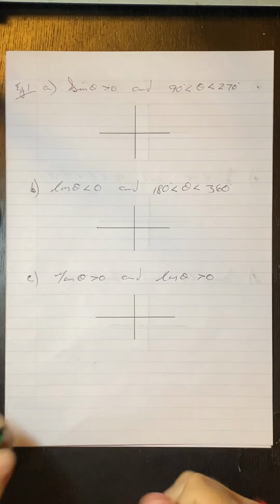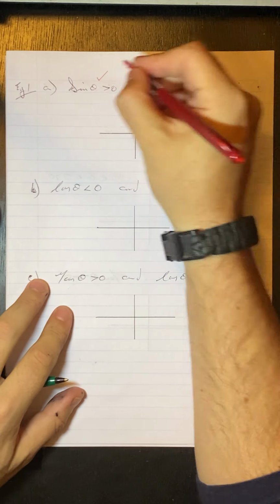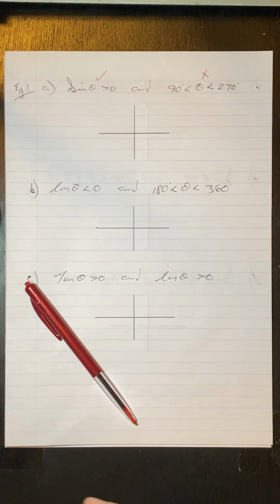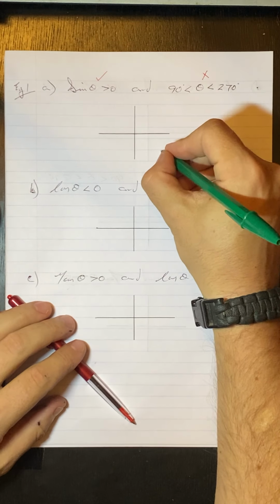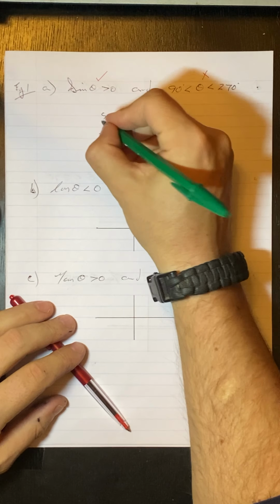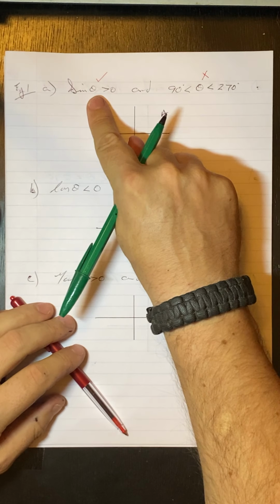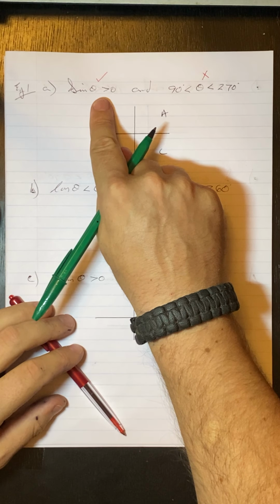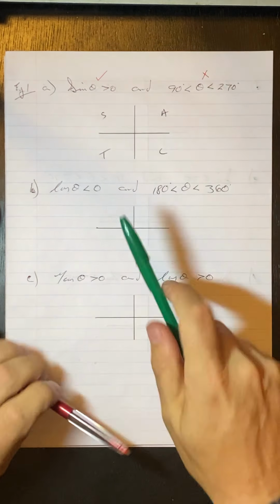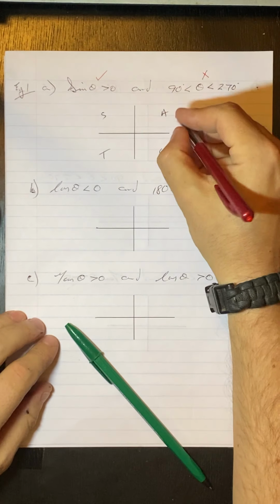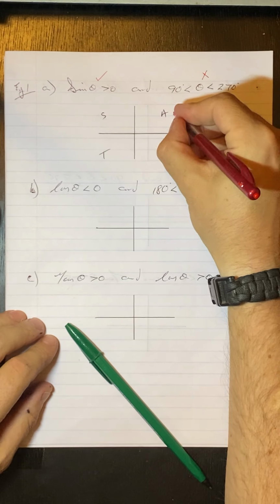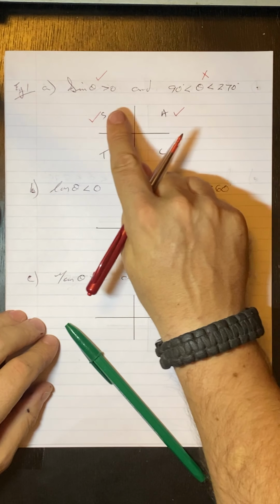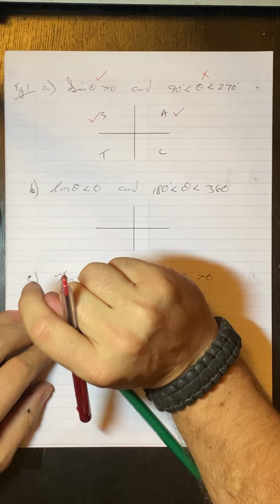All right. So what I'm going to do is mark that one with a tick and that one with an X. And if I put in my CAST diagram, just C-A-S-T, this will help me answer this. So this is saying sine theta is greater than 0. In other words, if something is greater than 0, it is positive. So which quadrants is sine positive in? Well, it's positive in the first quadrant, and it's positive in the second, because the A stands for all, and the S stands for sine.